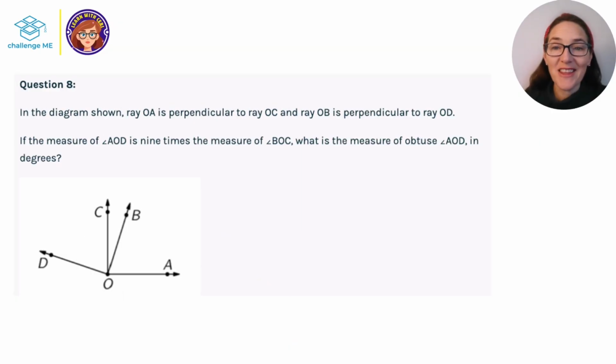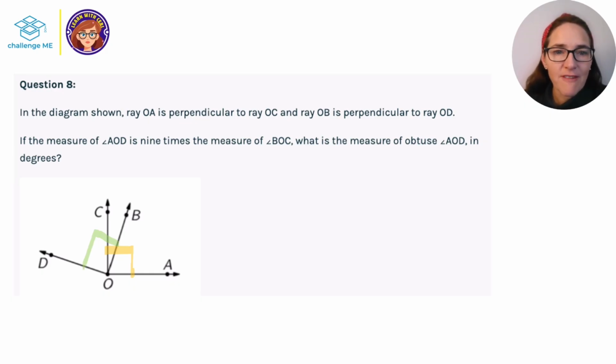Well, I'm sure you're getting quite good at the angles ones by now. This was a bit tricky, but let's have a look how we can break it down. Question 8. In the diagram shown, ray OA is perpendicular to ray OC. Ray OB is perpendicular to ray OD. I'm just going to pause for a moment and put some highlights on there. So from O to A round to O to C is a 90-degree angle, so I'm going to put a little highlighted box there. And from OB round to OD is also a 90-degree angle, so I'm going to put a little box on there as well. So they're both 90-degree angles.